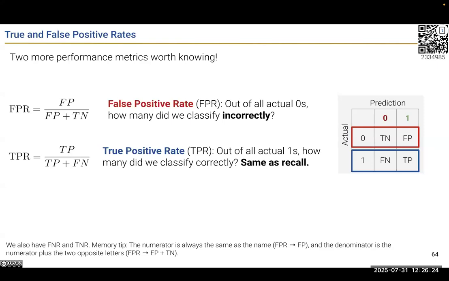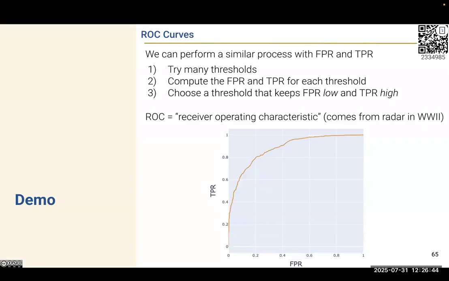We have a memory tip at the bottom to memorize these. Again, you just have to work with these terms a lot to be able to remember which one is which. So, false positive and true positive. What we can do with these two is to plot them together, and this will help us pick a threshold as well. Plotting false positive rate and true positive rate at different thresholds together is called plotting a ROC curve.